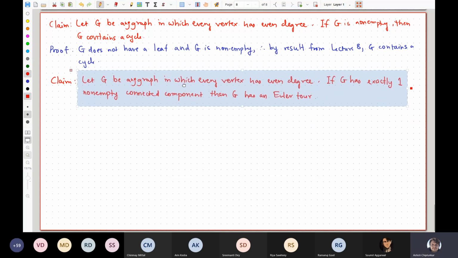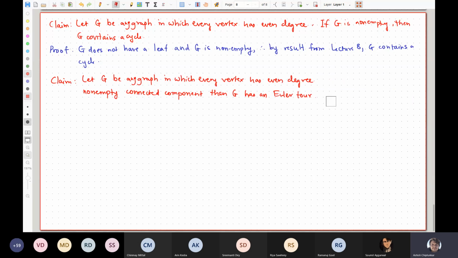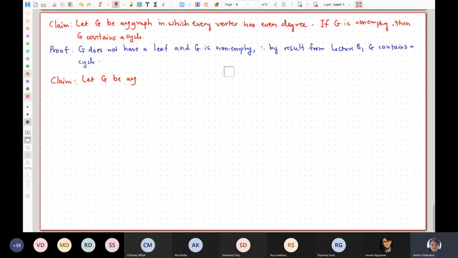Let G be any graph in which every vertex has even degree. What else? Do we need that every vertex has even degree? I don't think we need it. Let G be any connected graph. Let me put it that way.